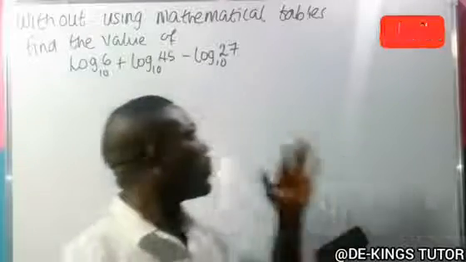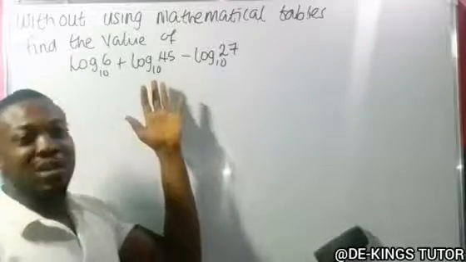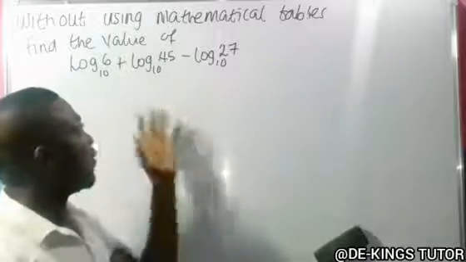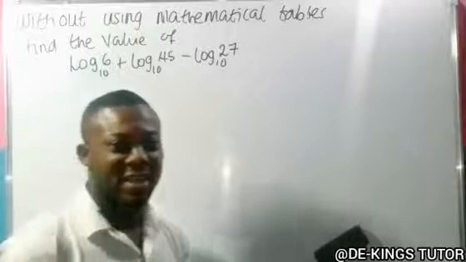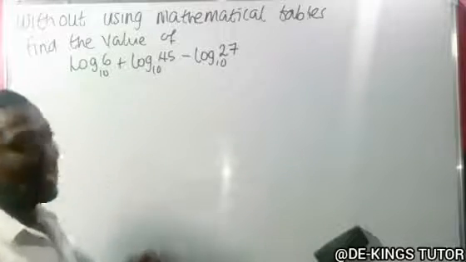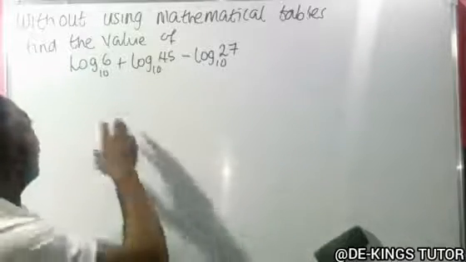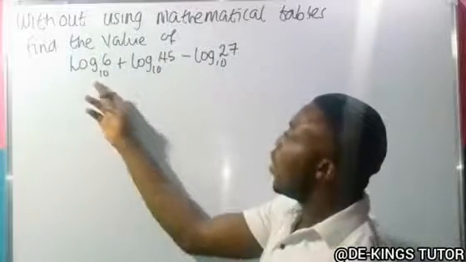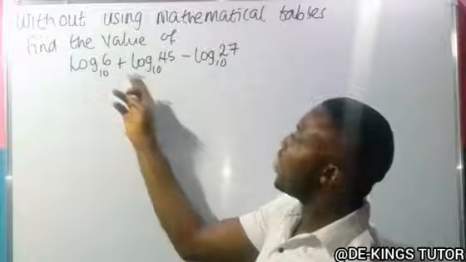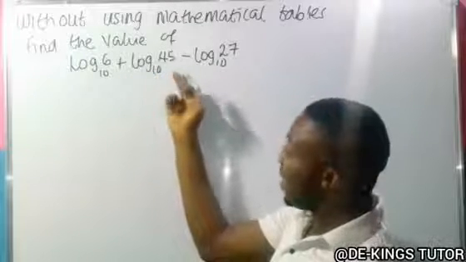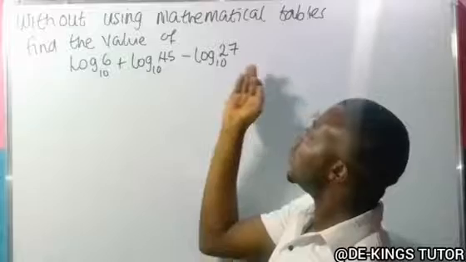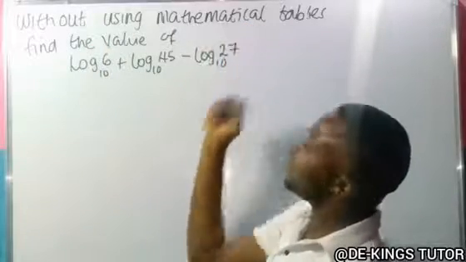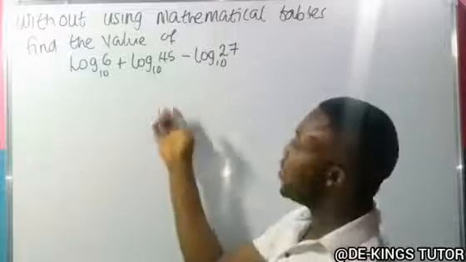Okay, now I want to provide a solution to a NECO 2021 question. This is one of the questions that was given in NECO 2021 mathematics. It says: find the value of log 6 to base 10 plus log 45 to base 10 minus log 27 to base 10, without using mathematical tables. We should find the value of this.